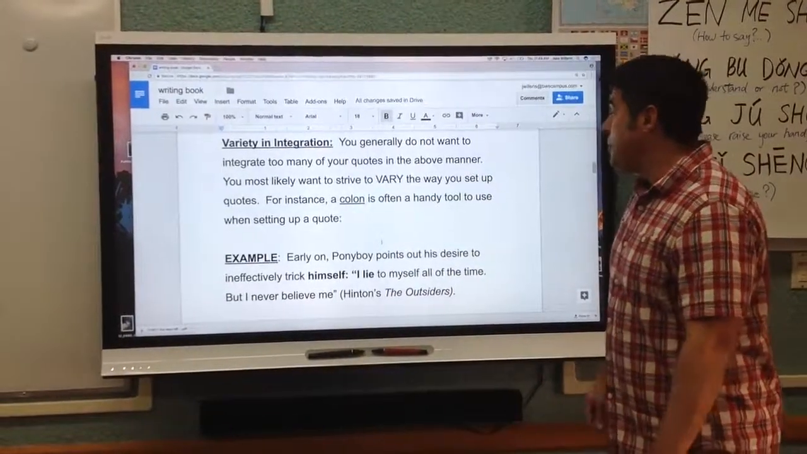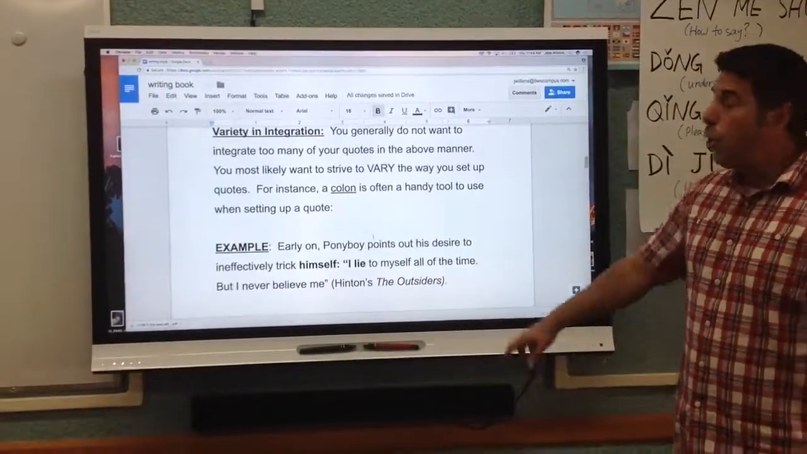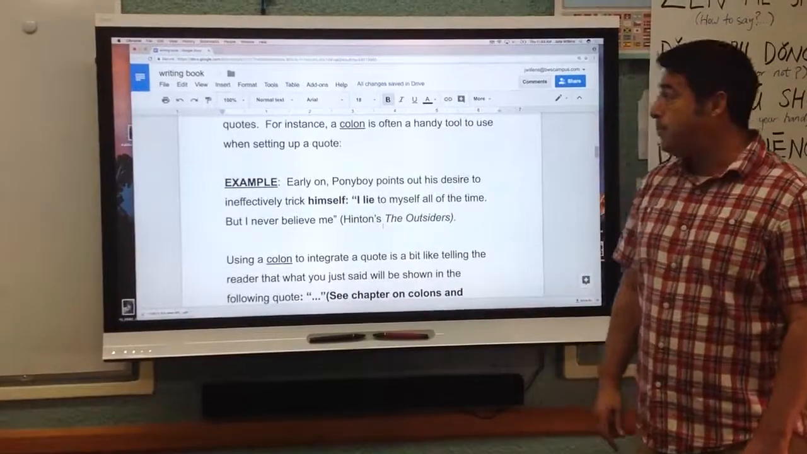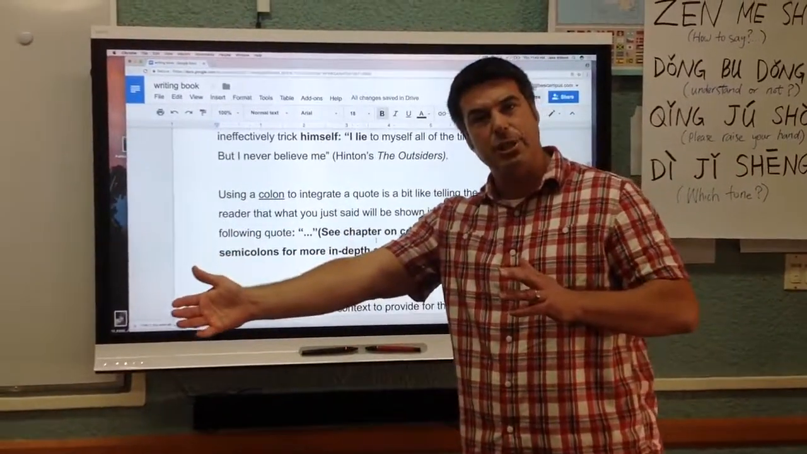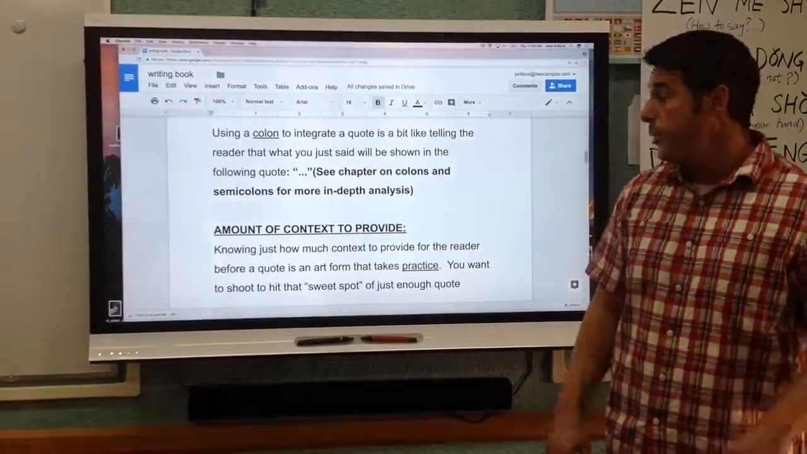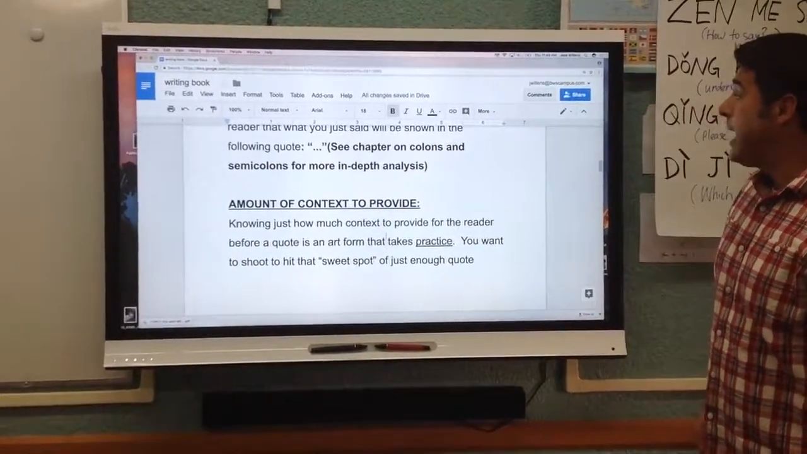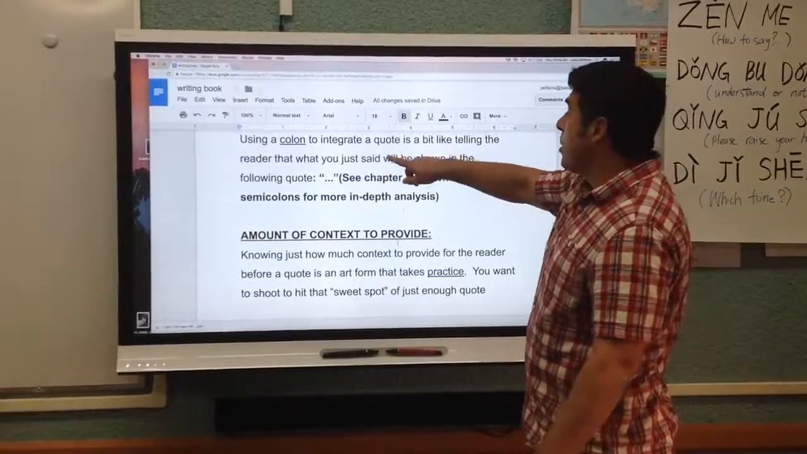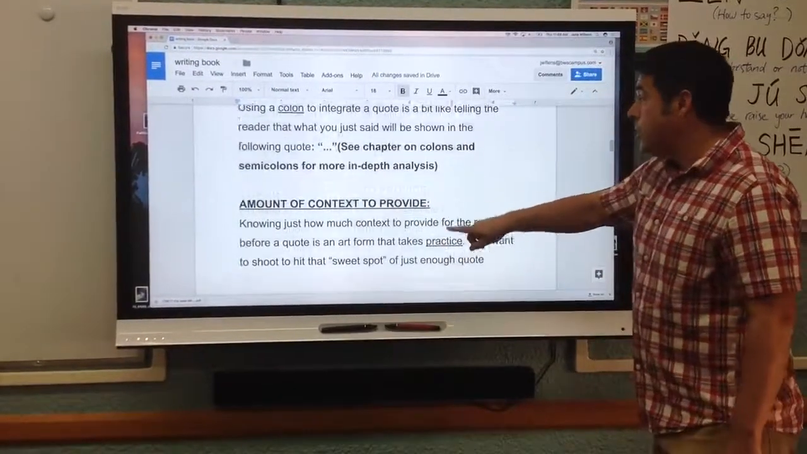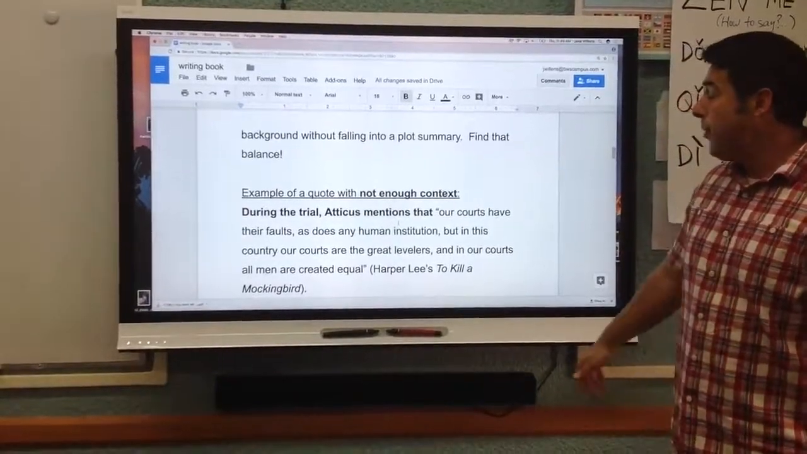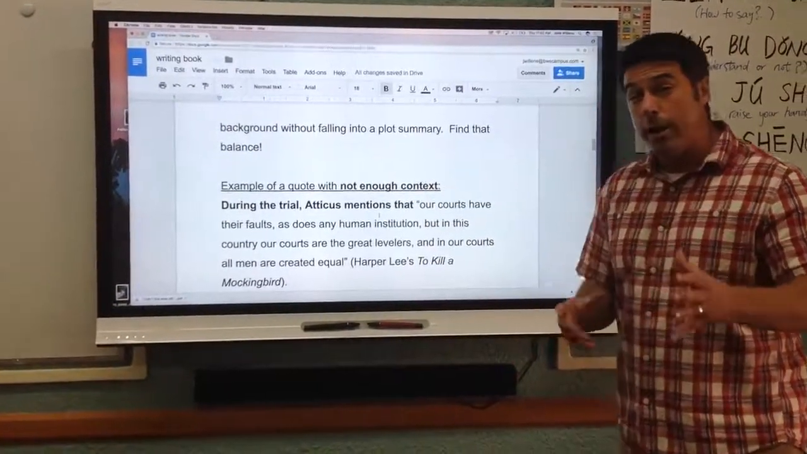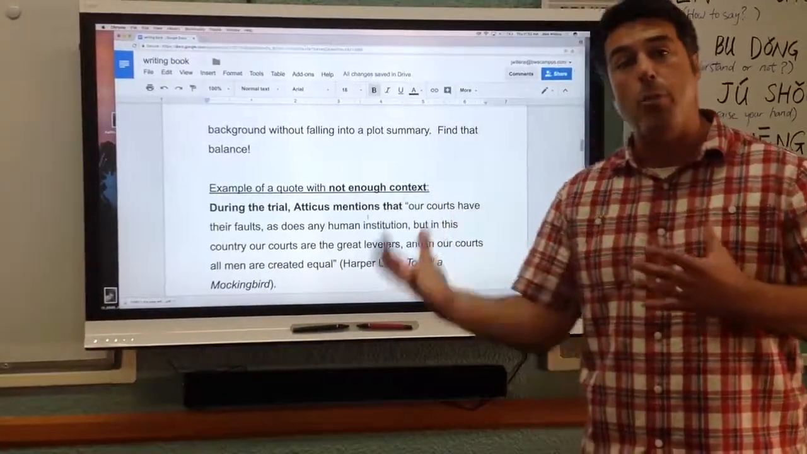One way to do it would be a colon. A colon is a great way to integrate because it means what I'm just saying will be shown in the following passage. So it's kind of a trick and an easy way to do it. For instance, if I said, if you scroll down, if I said the following, you also want to, in addition to the colon, know how much context to provide.